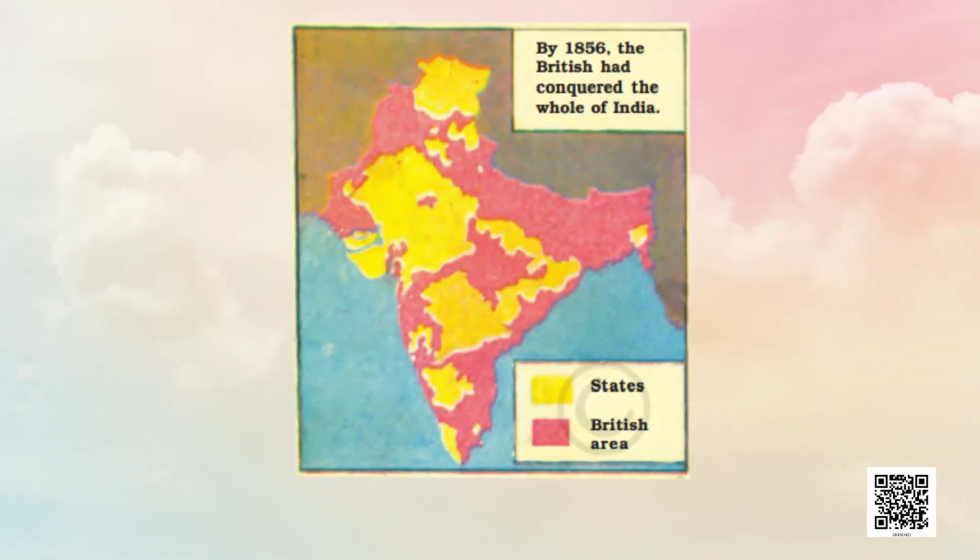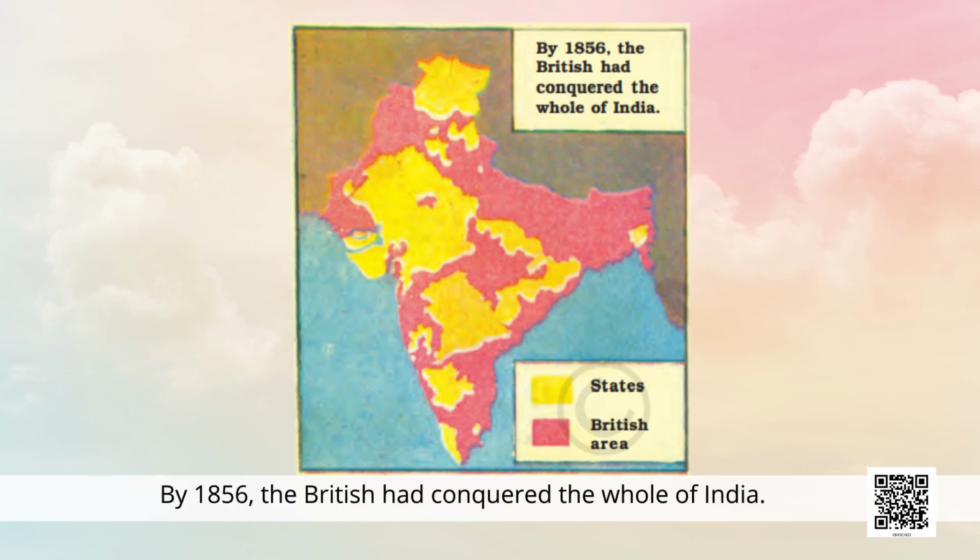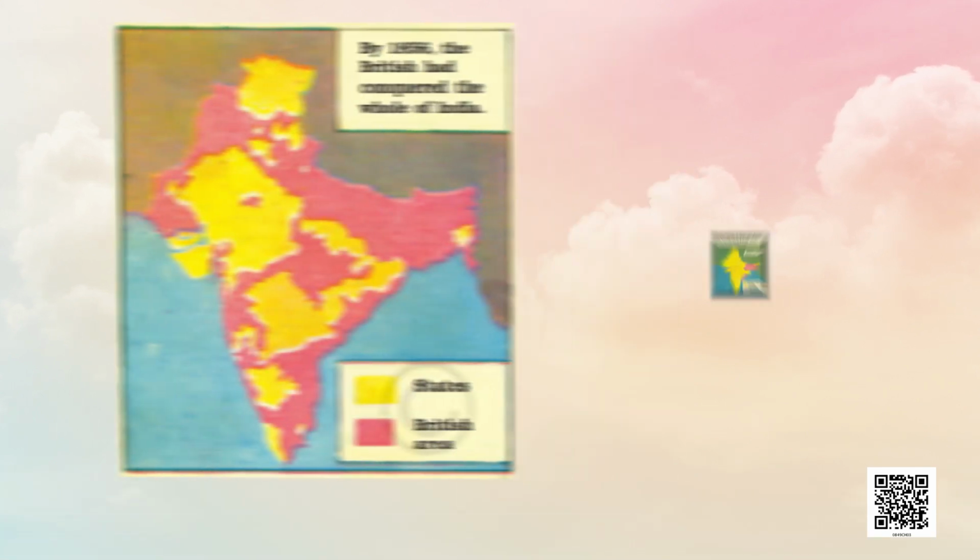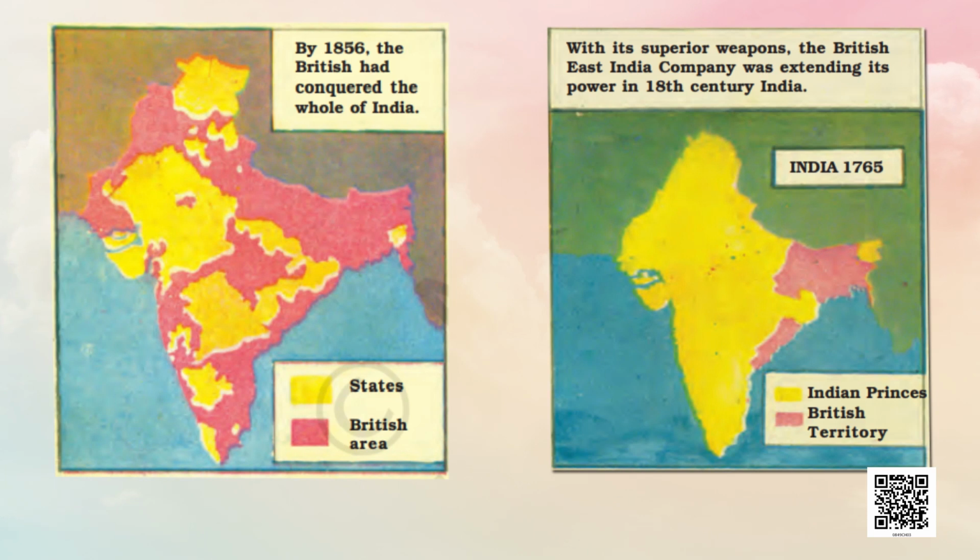Children, look at this map of India. By 1856, the British had conquered almost the whole of India. We can see the areas colored in pink are the British territories, and the ones in yellow are the states under the Indian princes. Now when we compare both the maps, the previous map being of 1765, we see how they have expanded their clutches on the Indian states through their divide and rule policy, and how the short-sighted Indian princes fell prey to them.